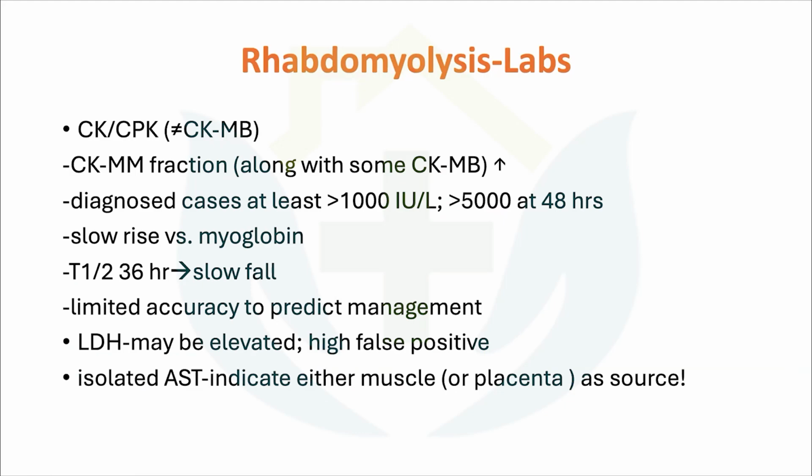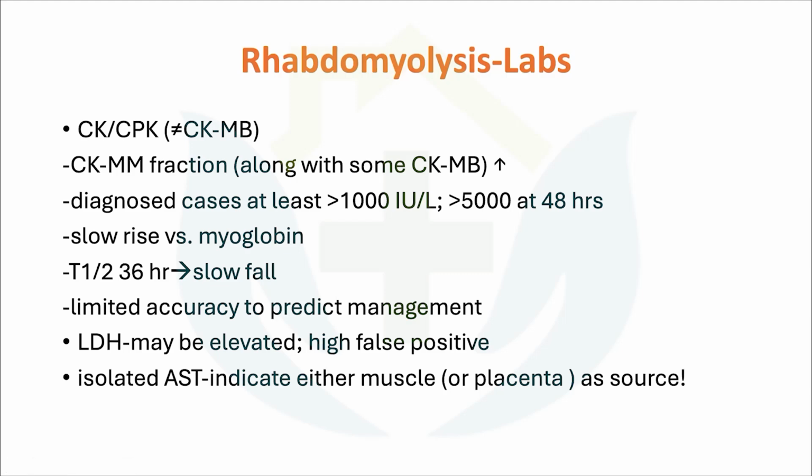CKMB is released mostly from the cardiac myocytes, and what we need to check is the total CK fraction or the total CPK levels, not the CKMB. We don't measure the CKMM fraction, which actually should be measured. And in these cases where total CPK is elevated, their isoform CKMB is also somewhat elevated. So don't confuse it with MI as a causative agent. Diagnosis is generally made if it is more than 1000 international units per liter. But in most of the cases where it is established beyond 48 hours, a value of more than 5000 international units per liter is expected.